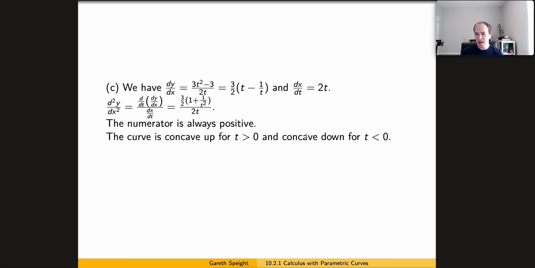And the other way, if t is less than 0, then the denominator will be negative. The whole thing will be negative. The second derivative of y with respect to x is negative. The curve is concave down.